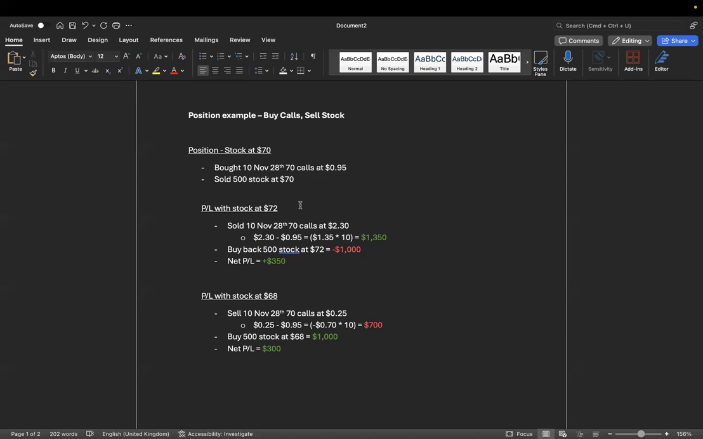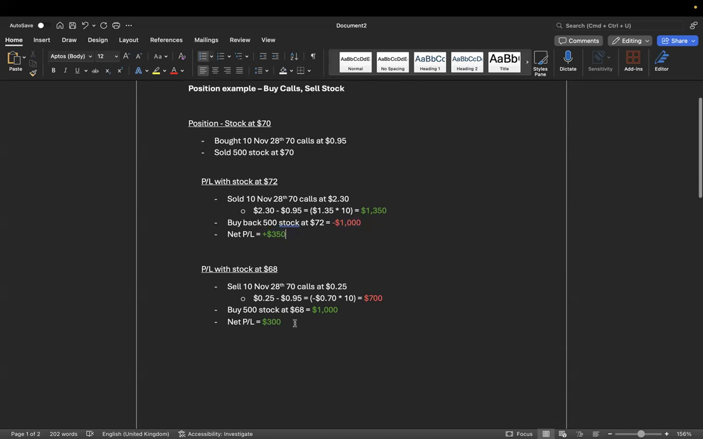And now we're going to walk the trade up to the 72 move. And now with the stock at 72, we are going to sell our 10 calls out at $2.30. We are going to make $1.35, which is the difference between where we purchased them and where we're selling them, for a positive P&L of $1,350. But we are now going to have to reverse the stock that we sold, and we're going to buy it back at 72 and lose $1,000. And the net P&L on the unwind is $350.